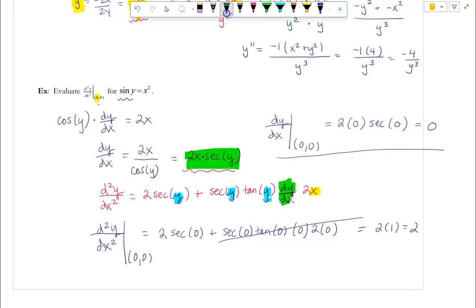However, if we were to see language that says, find the second derivative of y with respect to x, generally that means we are expected to clean up our derivative. If we're doing it in terms of x and y, that's when we would want to substitute 2x secant of y for dy dx. So we just have to read the directions really carefully.